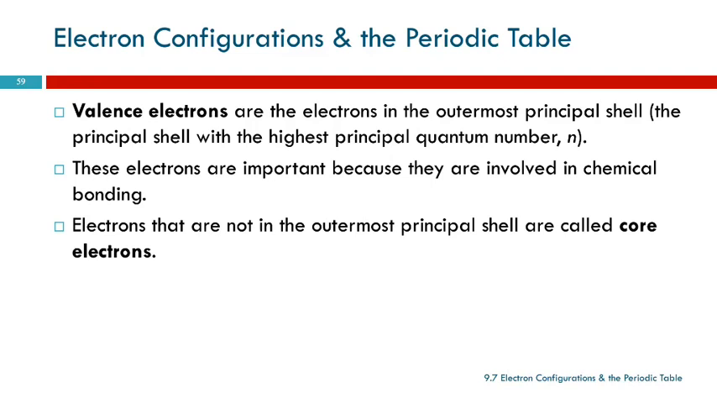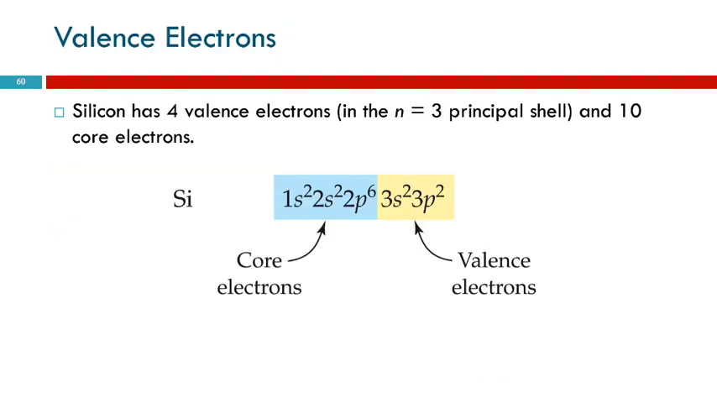These electrons are important because they are the ones that are farther out, on the outside, and those are the electrons that interact with the electrons of other atoms and are responsible for many of the properties of the elements. So any electrons that are not valence electrons are called core electrons. Those are the ones on the inside. The valence electrons are the ones on the outside, core electrons are the ones on the inside.